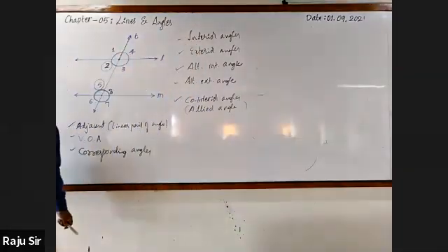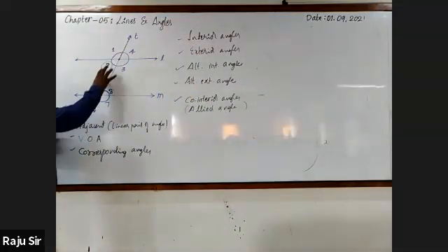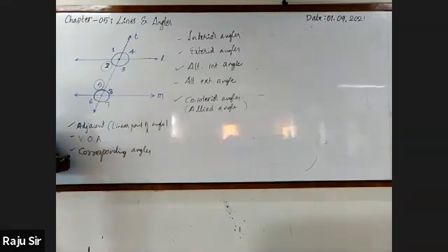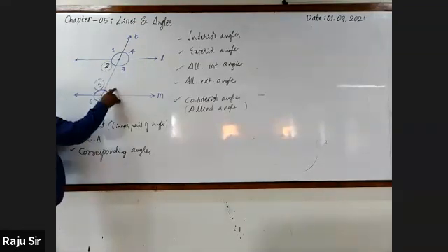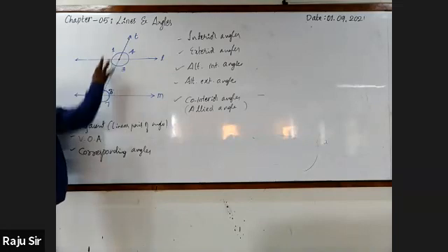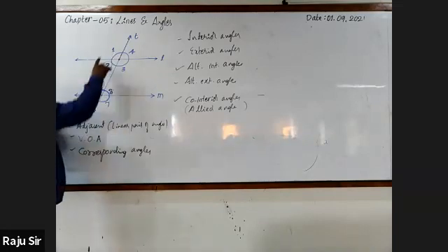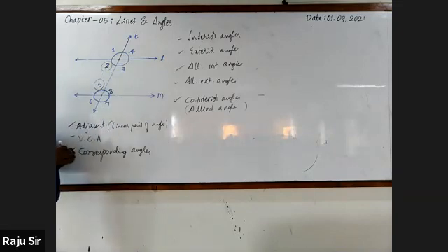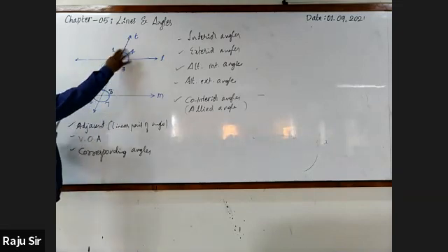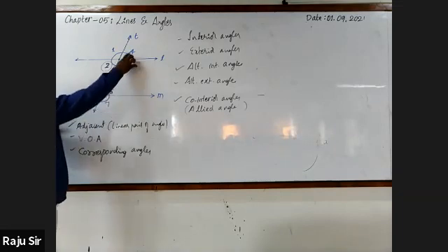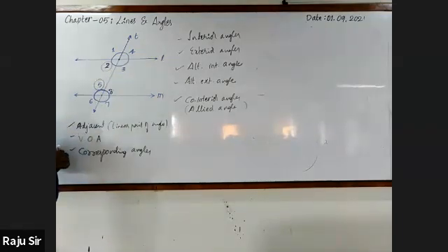Here I'm asking only the first column students. 2 and 8: alternate interior angles. 1 and 7: alternate exterior angles. 1 and 4: linear pair of angles. 4 and 8: corresponding angles.